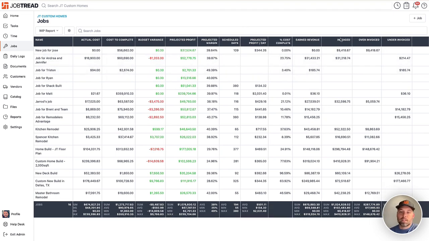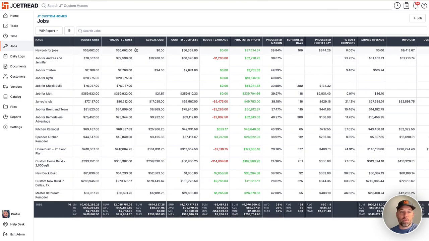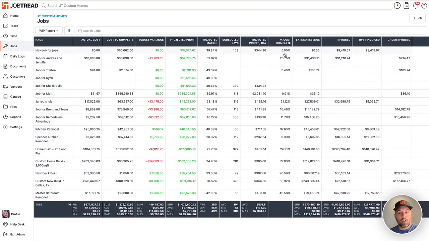Off to the right, this in my eyes is the most important thing. The first column we see here is the percent cost complete. You can think of this as based off the total amount we're going to spend on this project, how far along are we? So it's going to take your actual cost and it's going to divide that by your projected cost. So how far along are we, not necessarily based off the schedule, but based on how much we've spent relative to the total.